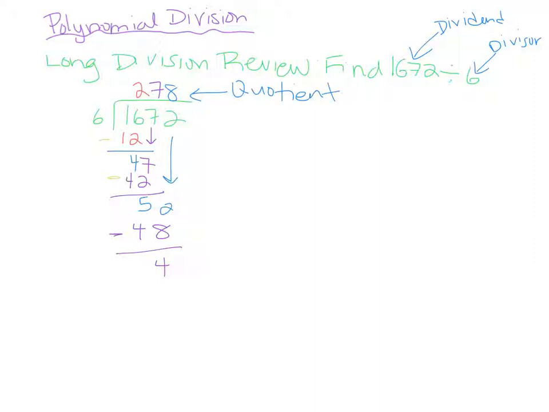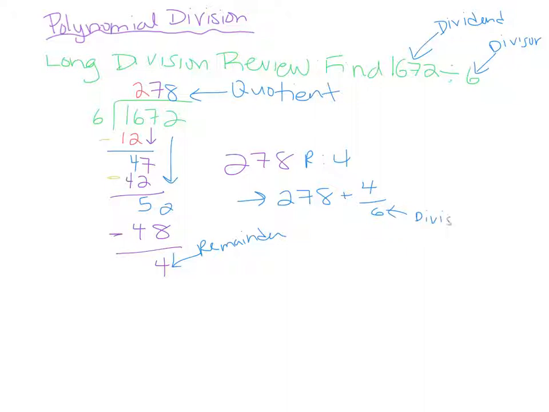So my answer is going to be 278. And my remainder is 4. You may or may not have done this part in elementary school, but the way that you would write this out would be 278 plus 4 over your divisor. This is the divisor, and this was my remainder. And so I would actually have 278, and this 4 over 6 is 2/3. That would be my answer for that.